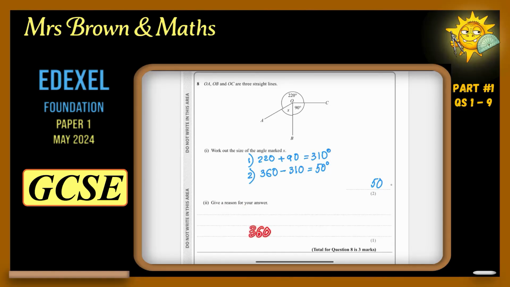Next question is quite tricky. If you just write 360 degrees for reasoning, you will get 0 marks. So you need to write in a full sentence, angles around the point add up to 360 degrees. That is crucial, otherwise you will lose this mark.